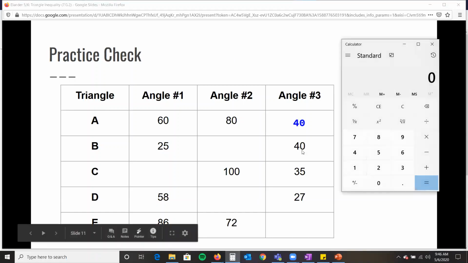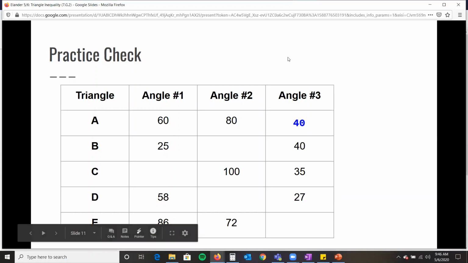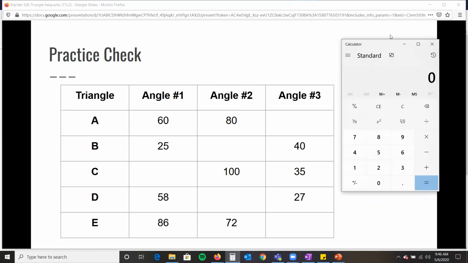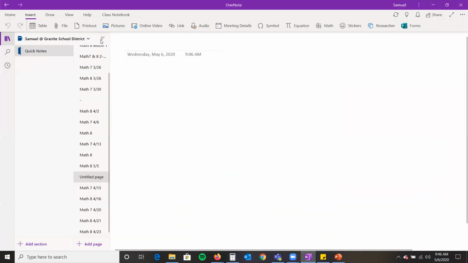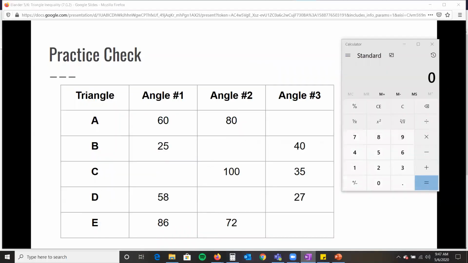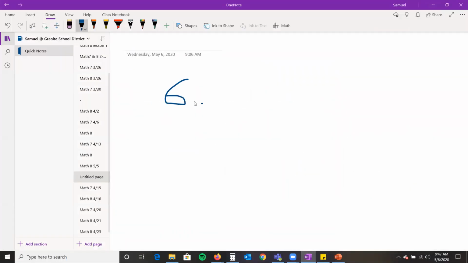Exactly, since we know that all three angles are going to be adding up to 180, we're basically working in reverse. Let me draw this real quick. All right, so this first problem here was 60 and 80 degrees, and we're trying to find the third angle, right? We don't know what it is.